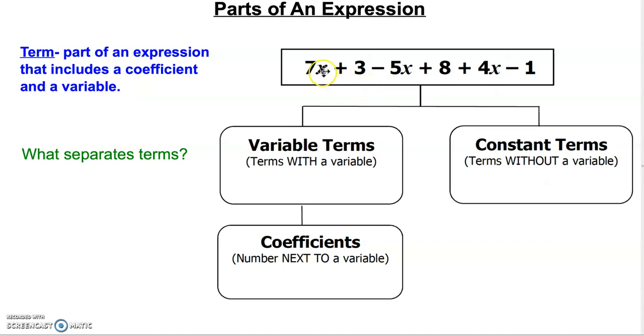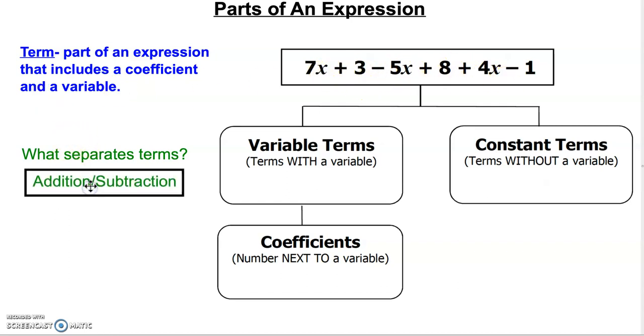So how do we know how many terms we have? What separates terms? Addition and subtraction are what separate terms. So in this expression, we have 1, 2, 3, 4, 5, 6 terms. We have different types of terms. We have variable terms, the ones with a variable.